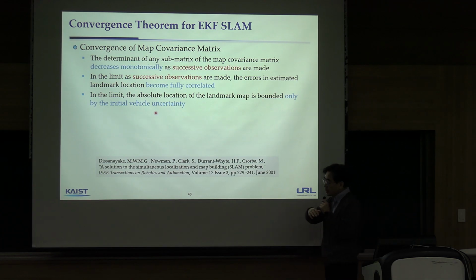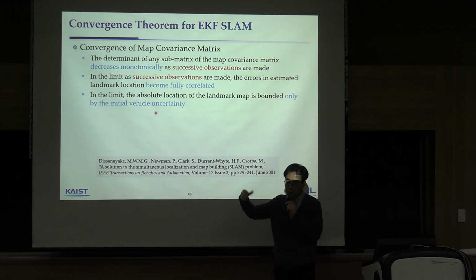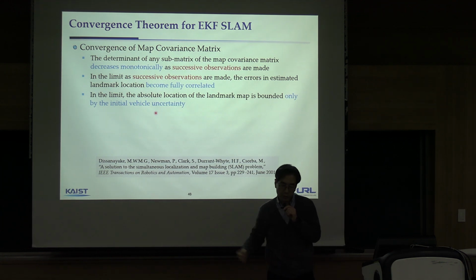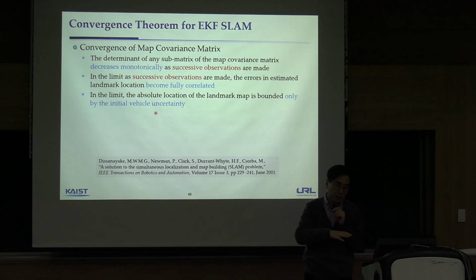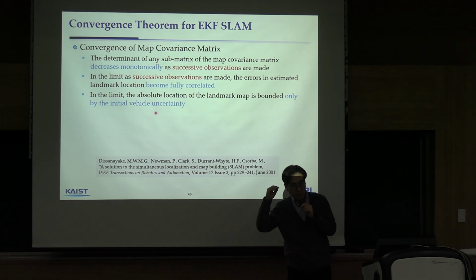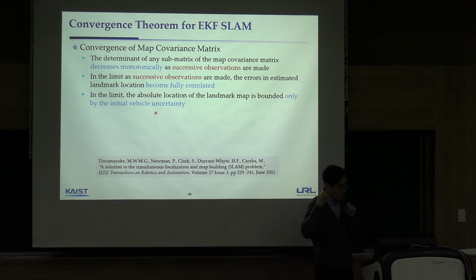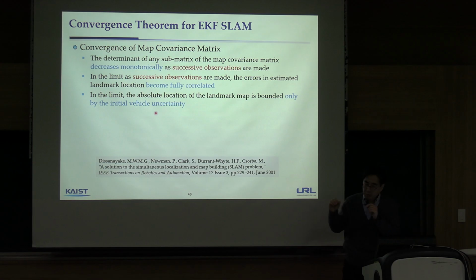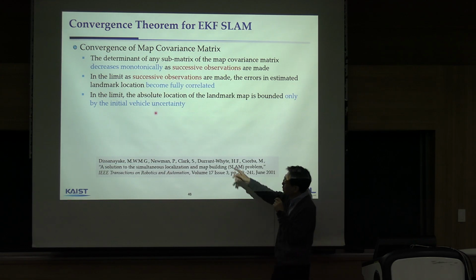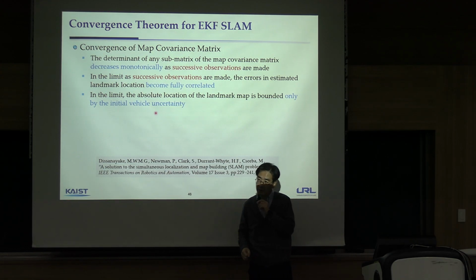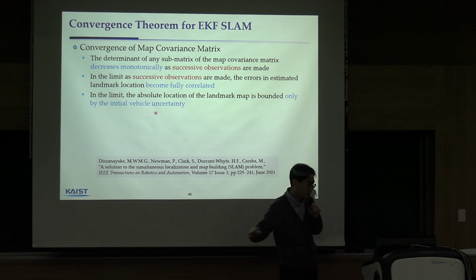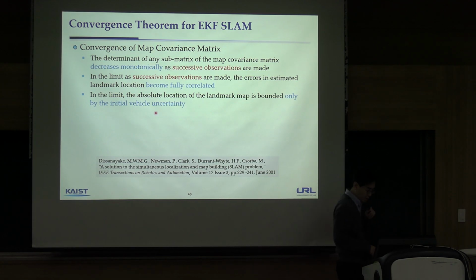So as time goes on, if you have multiple observations and if you apply the Kalman filter successfully, then the map covariance will be shrunk, and the only uncertainty we can have is the initial uncertainty. The rest of the uncertainty will be diminishing. That's the theory.